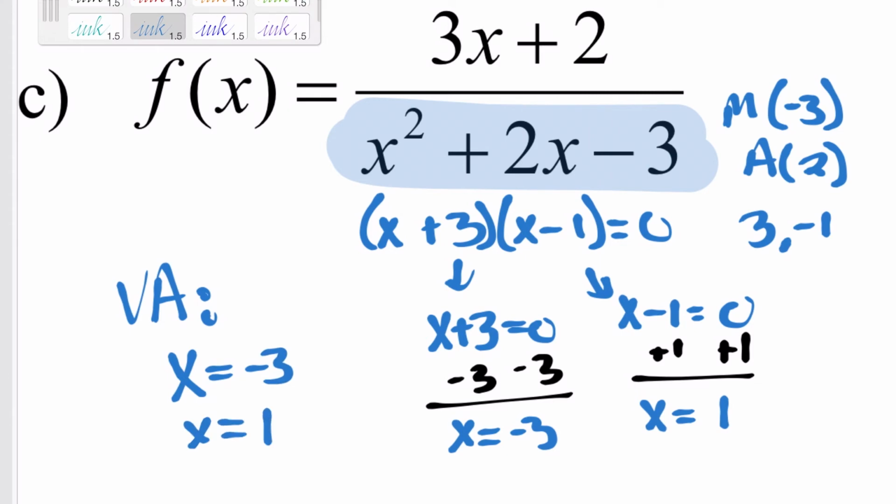Anytime we have a vertical asymptote, we do end up having a pause for our graph. So in between those, it would pause and then continue again. So anything that's between these vertical asymptotes is actually fair game to cross.